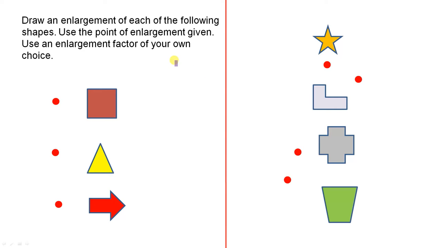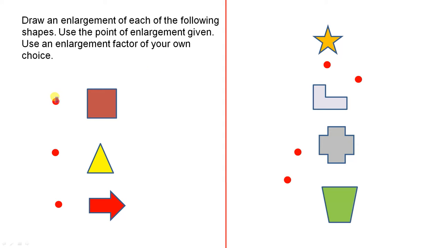So let's see what we're required to do here. Draw an enlargement of each of the following shapes. Use the point of enlargement given. Use an enlargement factor of your own choice. Now let's explain what that means.